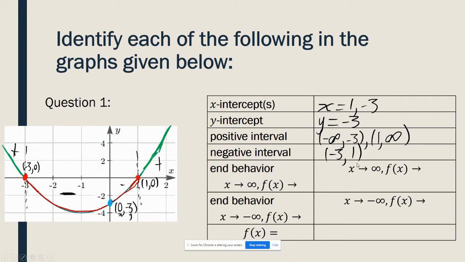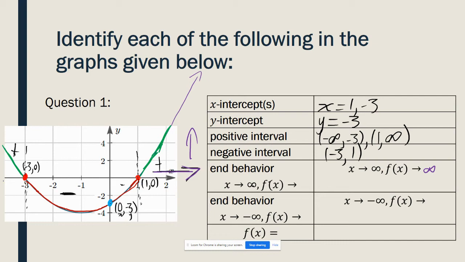Okay, now let's look at end behavior. This terminology says, as x approaches infinity, f of x approaches what? As x goes positive in the x direction forever and ever, what is happening to y? Well, y is going positive. It keeps going up and up forever in the positive direction. So as x approaches infinity, f of x approaches infinity.